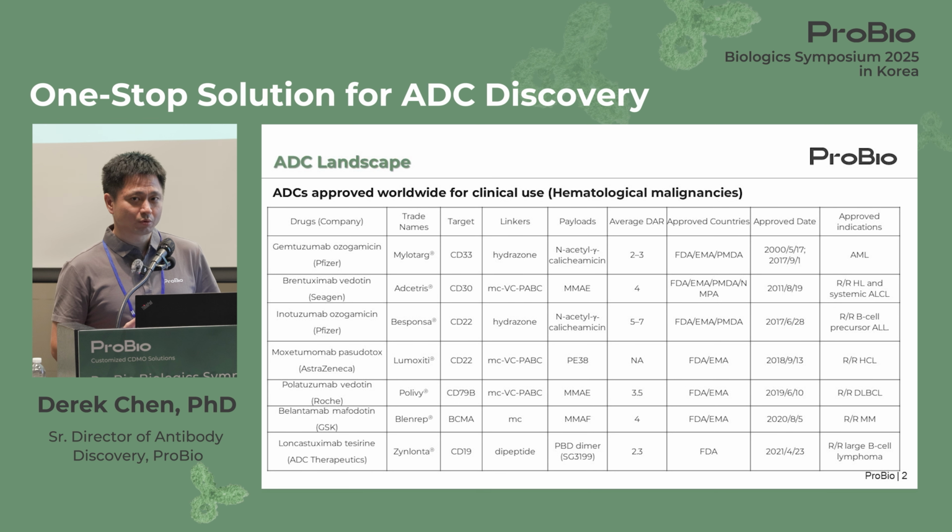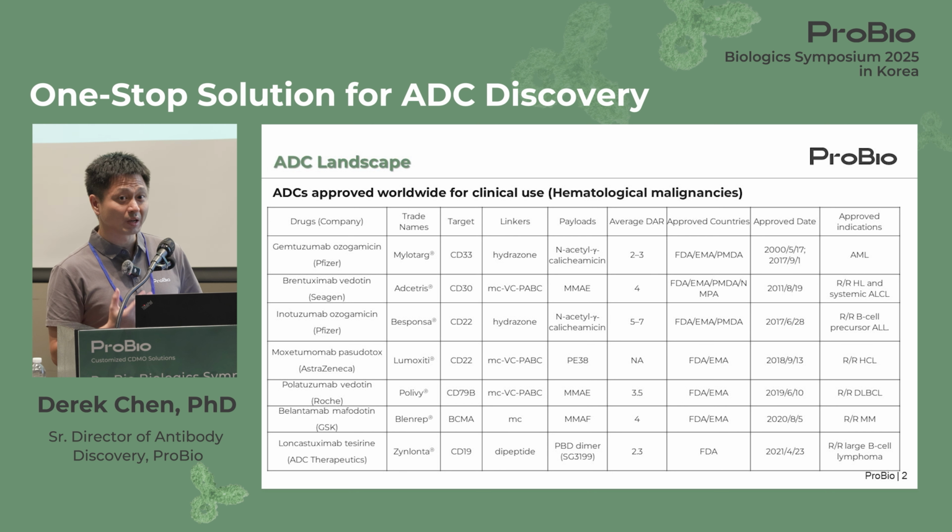So this table summarizes the 7 launched ADC products so far for blood tumor, the hematological malignancies. Most of these drugs were approved before the year of 2020, and most of them are approved for indications including myelomas and leukemia.